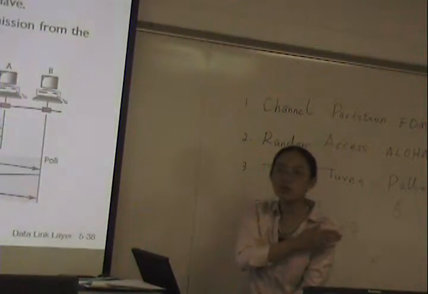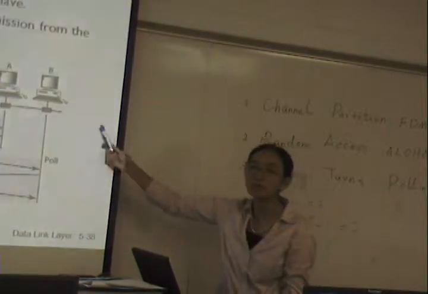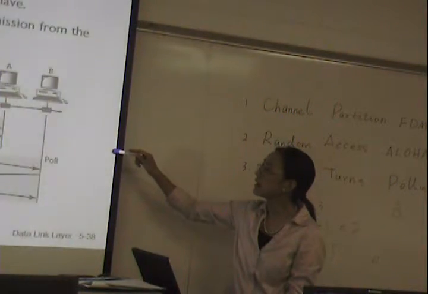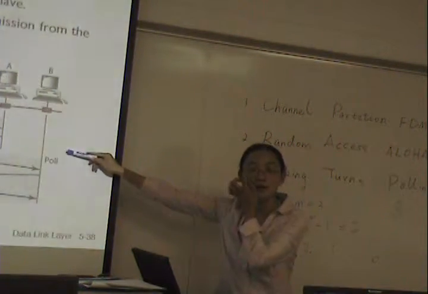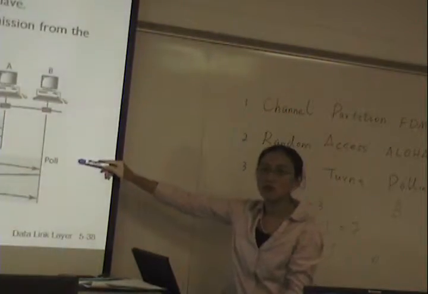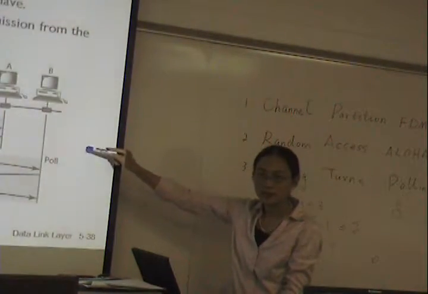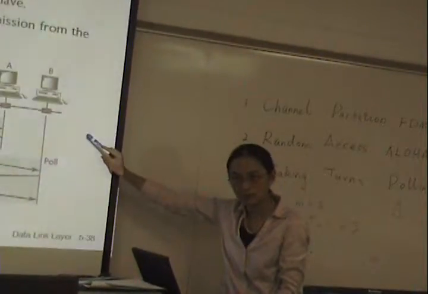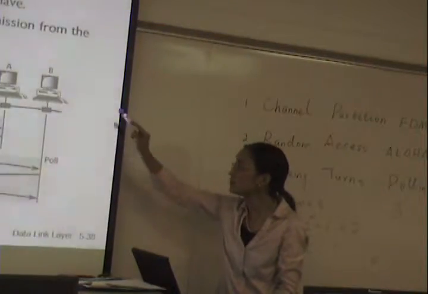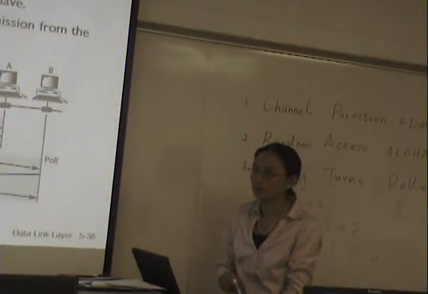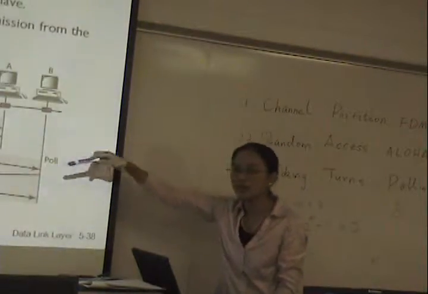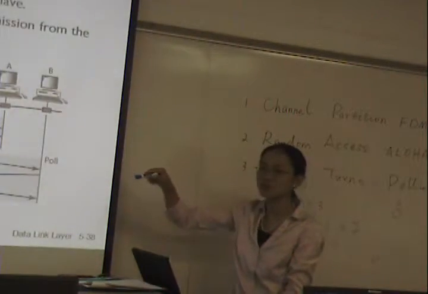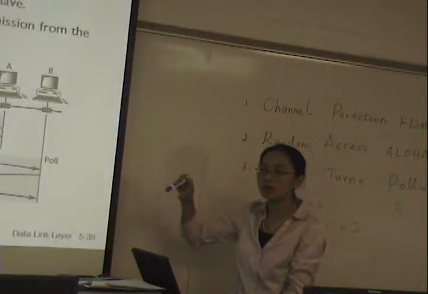Now, the quiz is about this polling. Here I said the slaves are dumb, so basically slaves can only follow the master. Now, if A has data to send to B, can A send to B directly? No. Then how can A send its data to B? Through the master. How? That's the quiz problem.